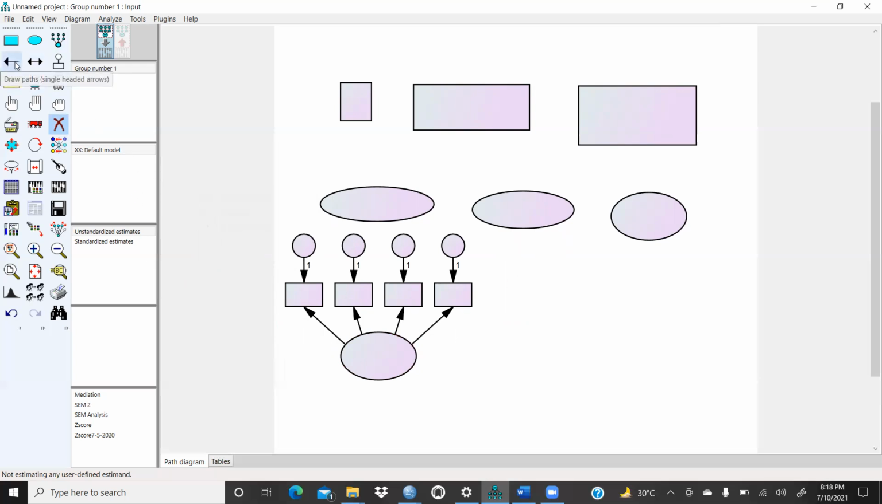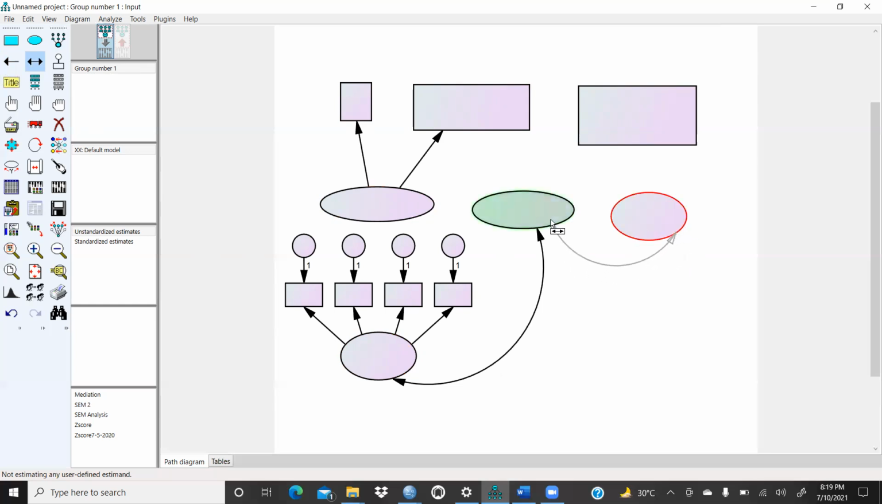Now you could see here, this one is the arrow. So I can drag this arrow. Both side arrow, if suppose we want to connect both these things, it would be like this.